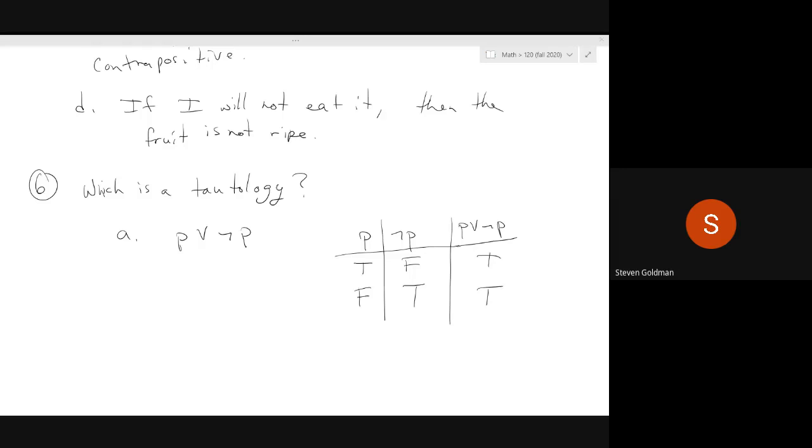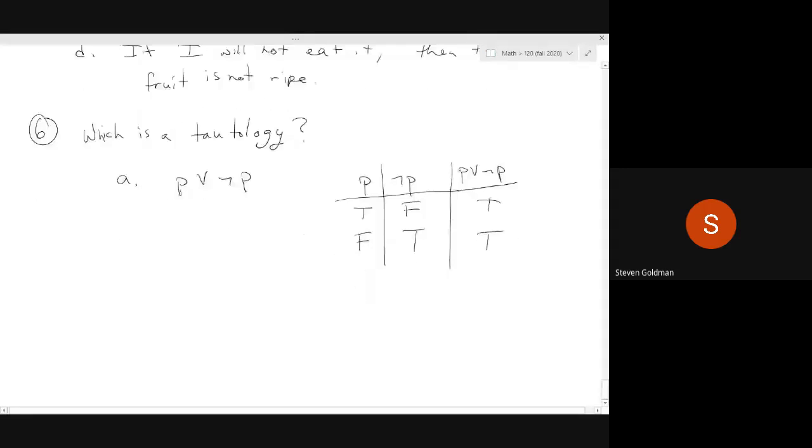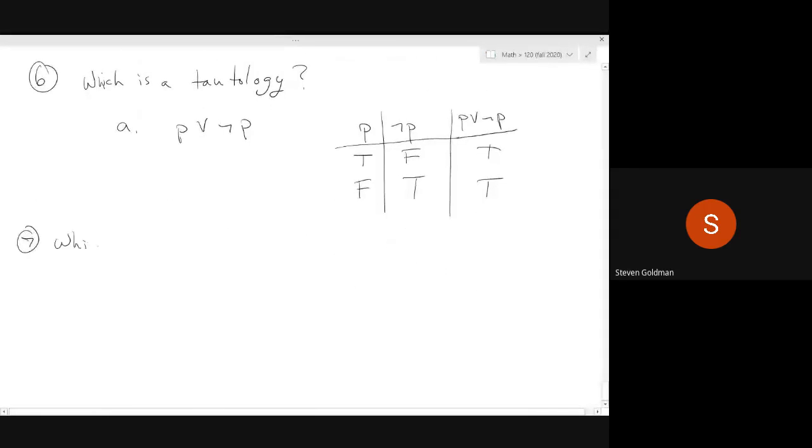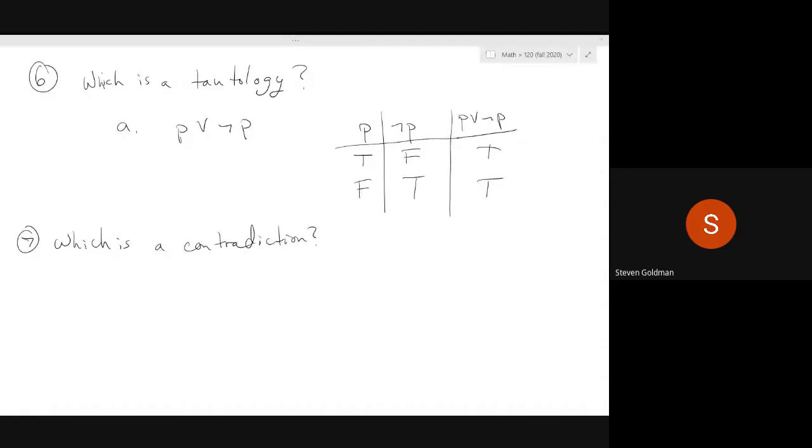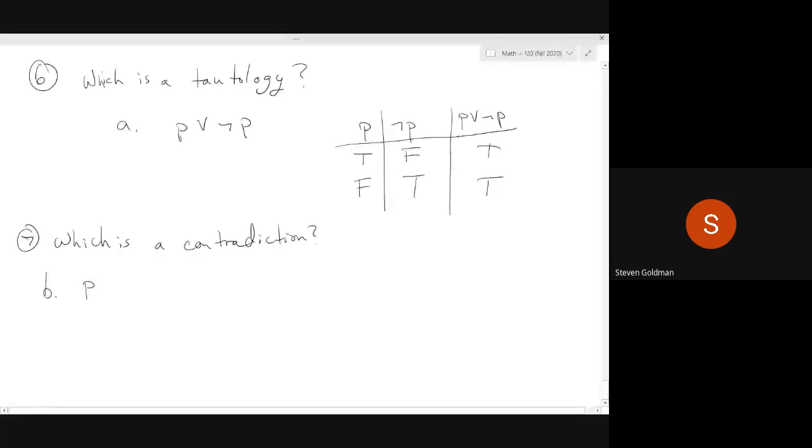Okay. 7 asked which of the following is a contradiction. Remember, a contradiction is a compound proposition that's always false. So this one you have the same 4 choices. The answer was B, P and not P. And again, if you weren't sure why, you could have done a truth table. P and not P have opposite truth values, so they can't both be true at the same time. So this conjunction will always have to be false.